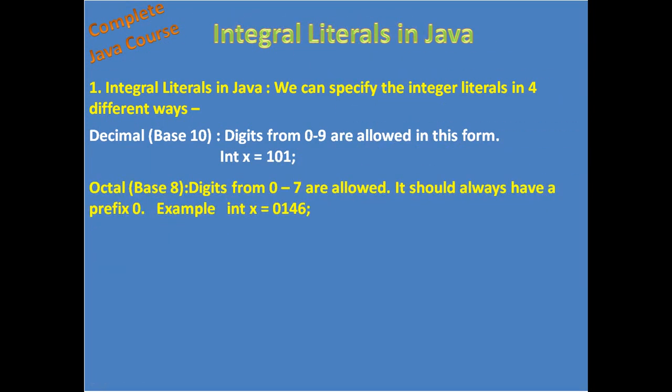Number 2, Octal. It means base 8. We can define the integer literal in base 8. In base 8, digits from 0 to 7 are allowed. It should always have a prefix 0. Example, int x equal to 0146. This is a literal in base 8.